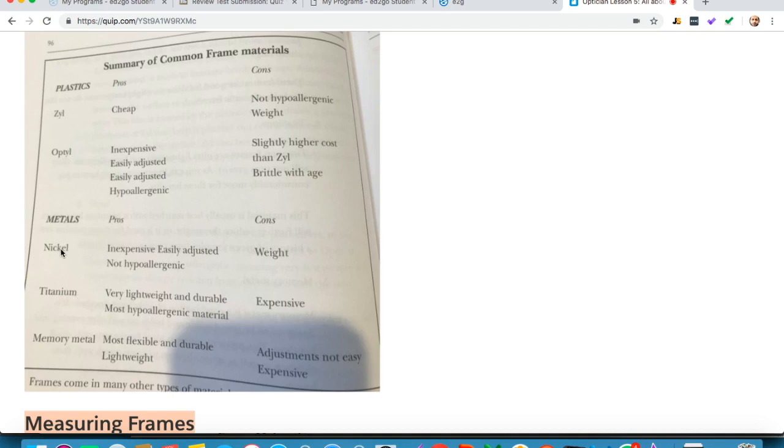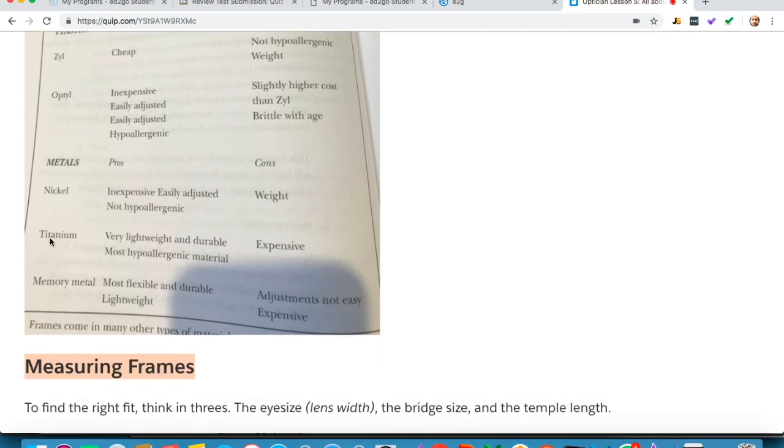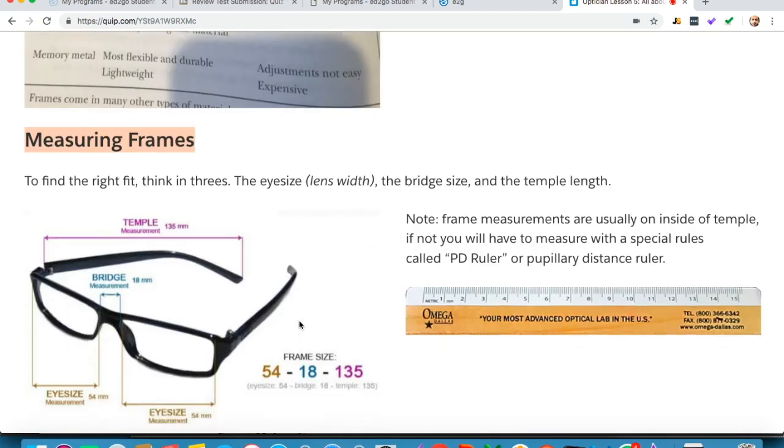Metal ones include nickel, titanium, and memory metal. In nickel, the pros are it's inexpensive, easily adjusted, but it's not hypoallergenic. The con is that it weighs a lot. Titanium is very lightweight and durable, the most hypoallergenic material in the world, so it causes the fewest allergies, but it can be expensive. Memory metal is the most flexible and durable, and lightweight; the cons are that adjustments are not easy, and it's expensive.